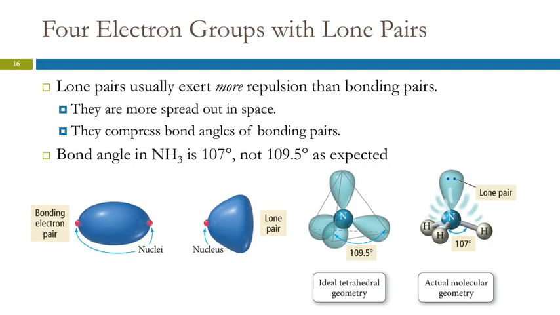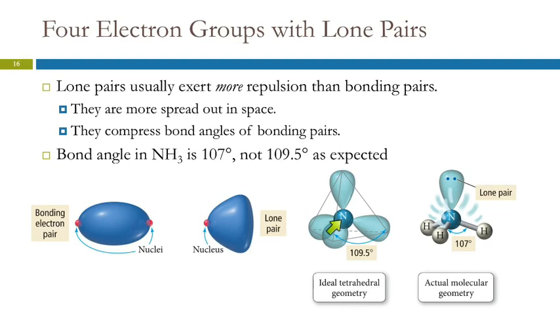So here we come to the different amounts of repulsion. Lone pairs are more repulsive than bonding pairs. And we see an illustration here. There's a bonding pair of electrons. They're stuck between the 2 nuclei. A lone pair can spread out and take up more space, and that's why it's more repulsive than a bonding pair is. So ammonia has a tetrahedral electron geometry.